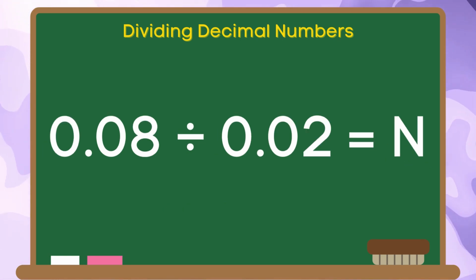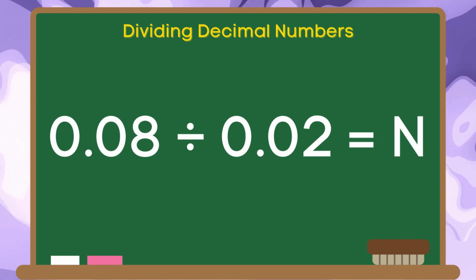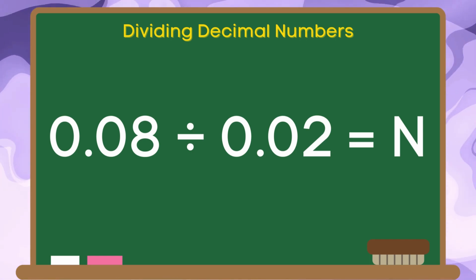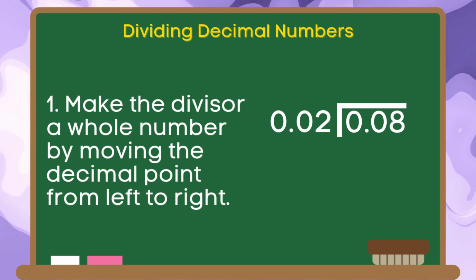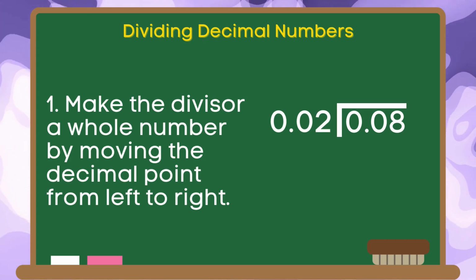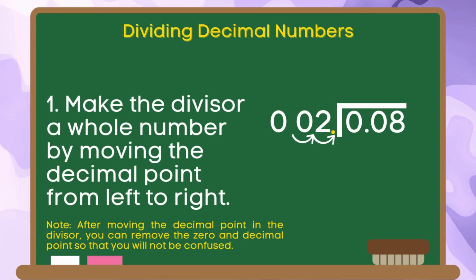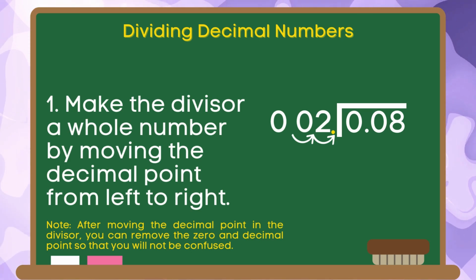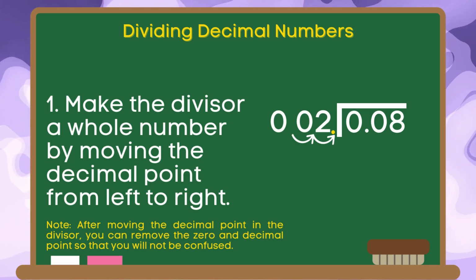Let us have another example. We are going to get the quotient of 800ths and 200ths. Step 1. Make the divisor a whole number by moving the decimal point from left to right. 1, 2. After moving the decimal point in the divisor, you can remove the 0 and the decimal point so that you will not be confused.